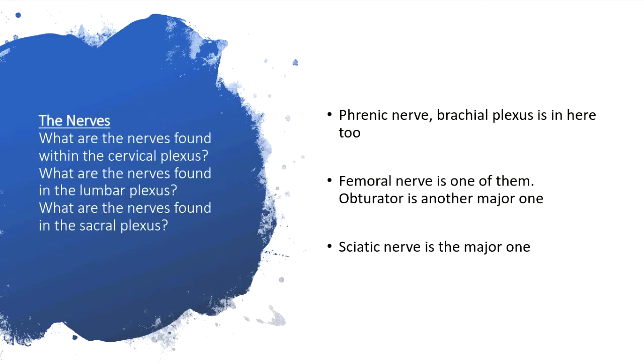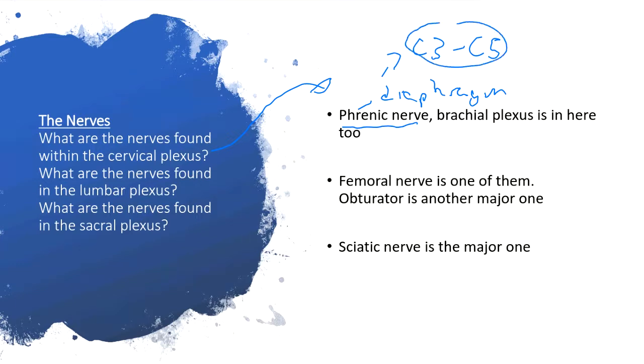So what are the nerves found within the cervical plexus? The main one in the cervical plexus is the phrenic nerve. This is between C3 and C5, and it controls our diaphragm, so our breathing. There's a nerve that exits our cervical vertebrae around this area right here, and this is what controls our diaphragm.